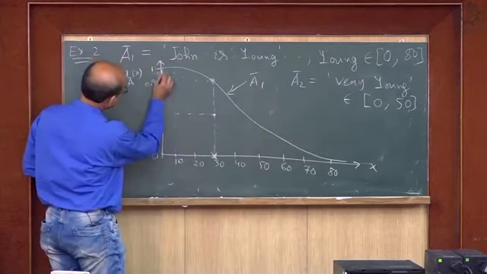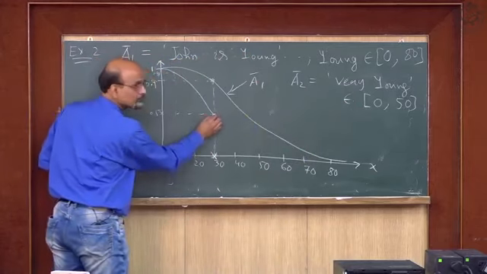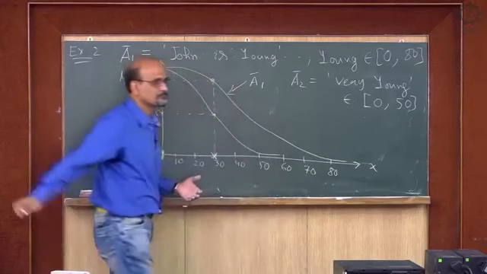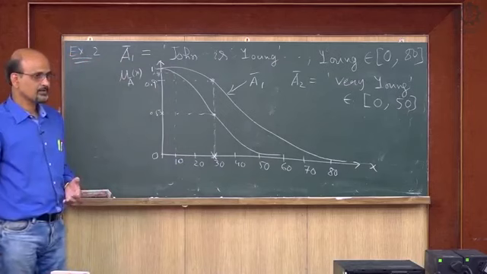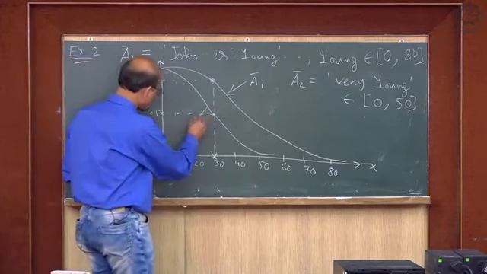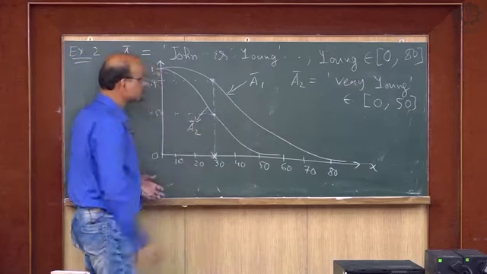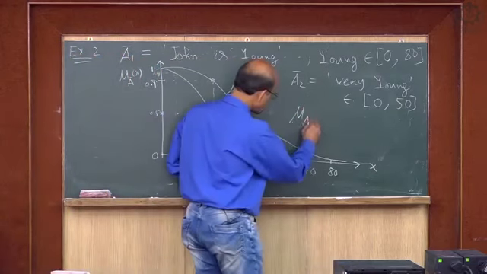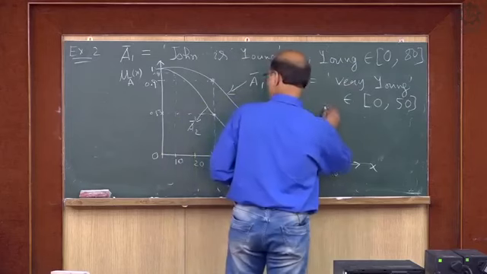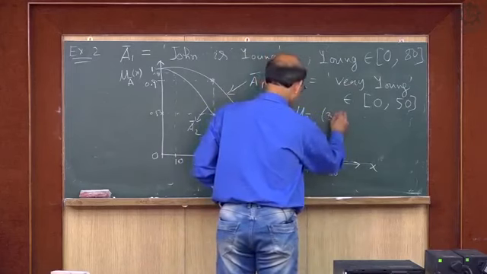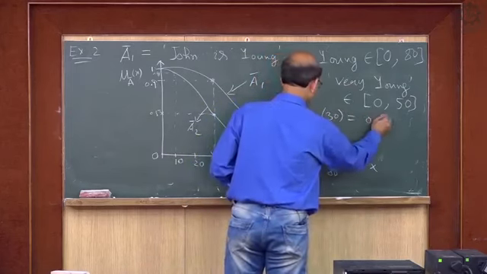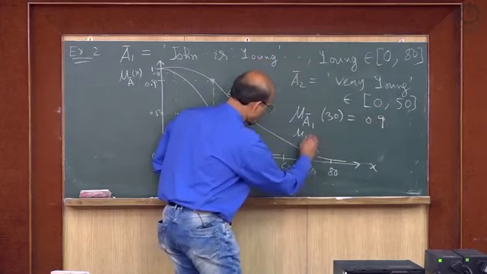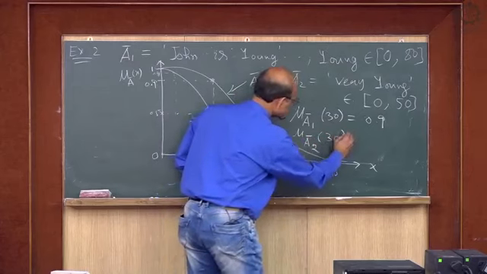So now this plot will be like this, and then it will go just like this. So this is your A2 fuzzy number. Now you see, I have mu A1 bar at, suppose, 30, this is 0.9, and if I say mu A2 bar at 30, it is 0.5.